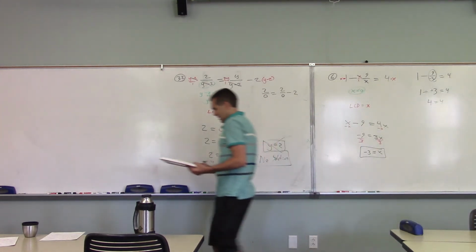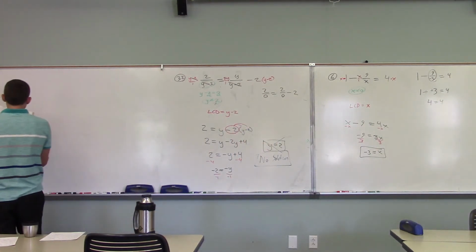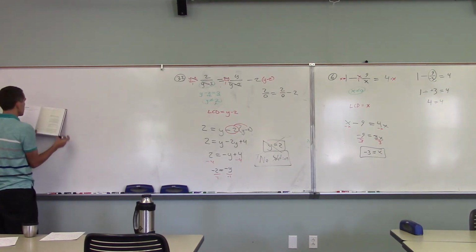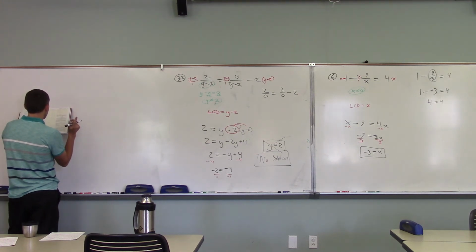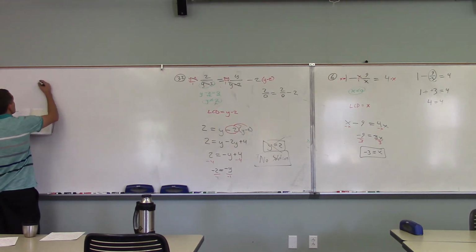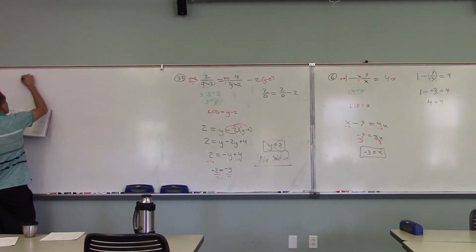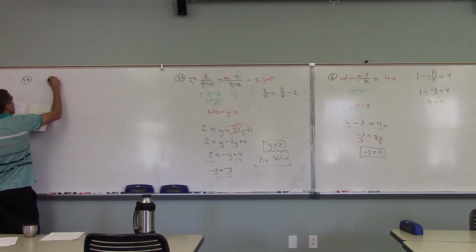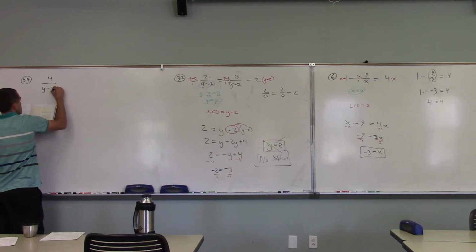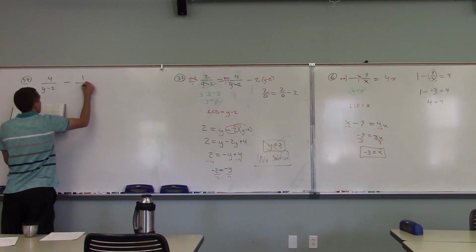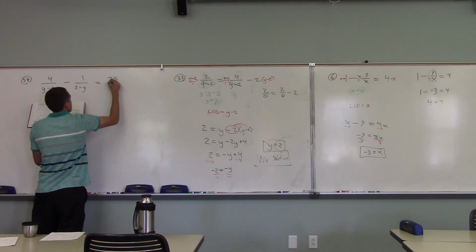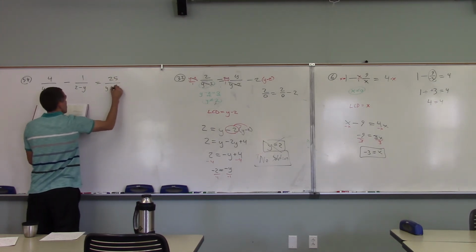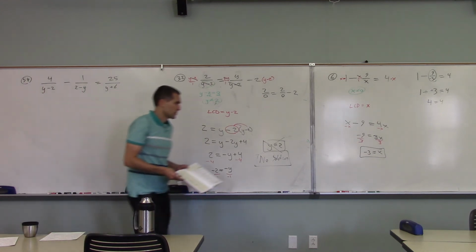Let's do about as hard as it can get. This is about as hard as they can throw at you. Oh yeah, here's a curveball, okay? This is the last problem in this section. They think they can trick us, but they can't. 4 over y minus 2 minus 1 over 2 minus y equals 25 over y plus 6. Okay?